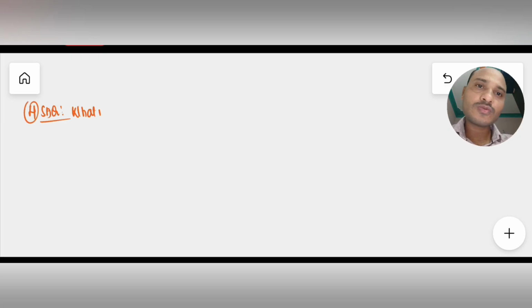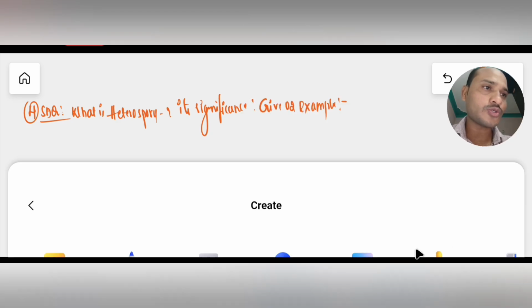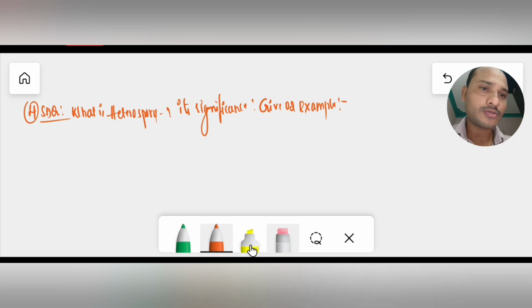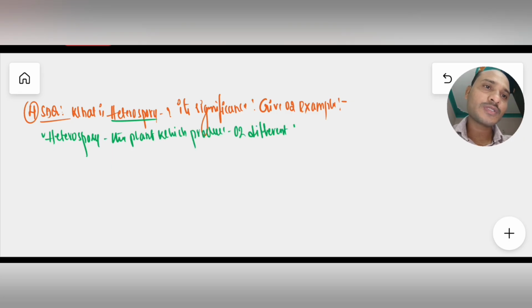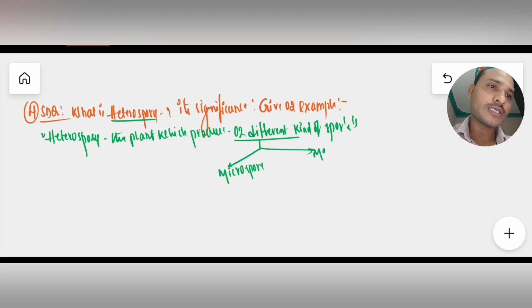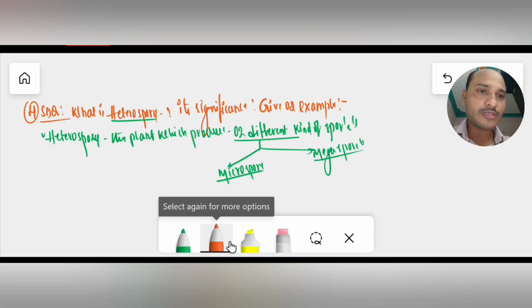What is heterospory and its significance, and give two examples. In the short answer, we discussed what is heterosporous and what is homosporous. Heterospory means the plants which produce two different kinds of spores, like microspores and megaspores. Such type of spores is called heterospory, and remember their significance here.